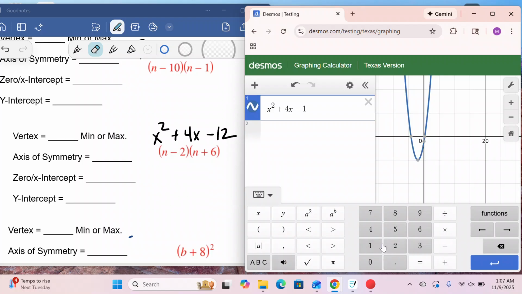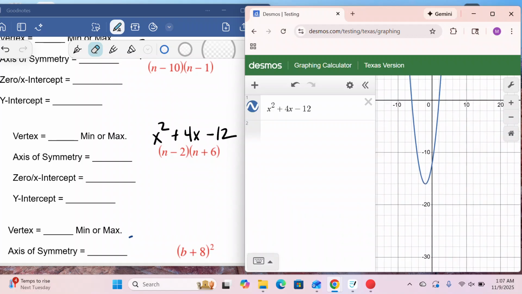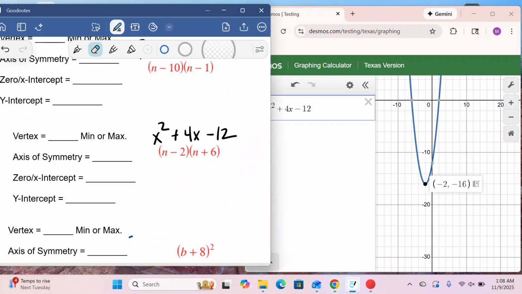And once again, Desmos does all the work for us. Then I want to manipulate the graph and go all the way to the bottom right here, and I find my vertex right away. My vertex right here is negative 2 comma negative 16. And I love it when our parabola has no decimals, no fractions that we have to deal with. Is this a minimum or is it a maximum? It is the bottom of the U shape, so it's considered a minimum.